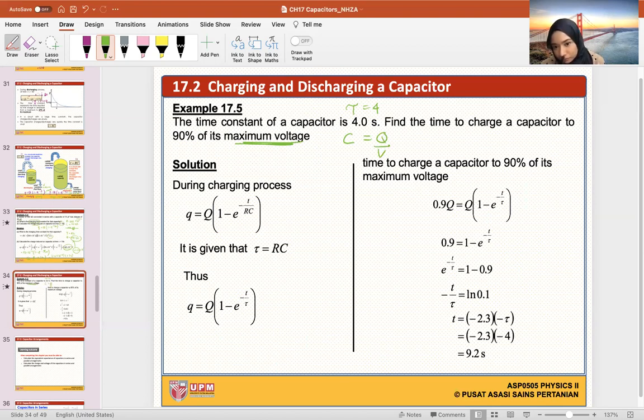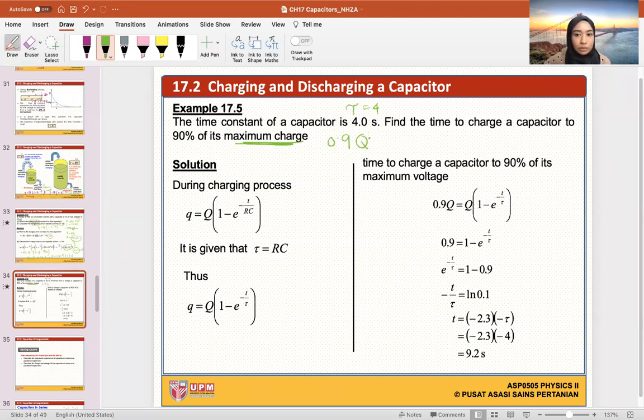Why does it say voltage? It should be maximum charge. Wait, let me see the solution. This is charge. I'm going to change the question. Does it make sense? Okay, let's move on. So time constant equals 4. Find the time to charge the capacitor to 90% of its maximum charge. I'm going to change it to make it easier. Voltage, next time if there is a question like that.